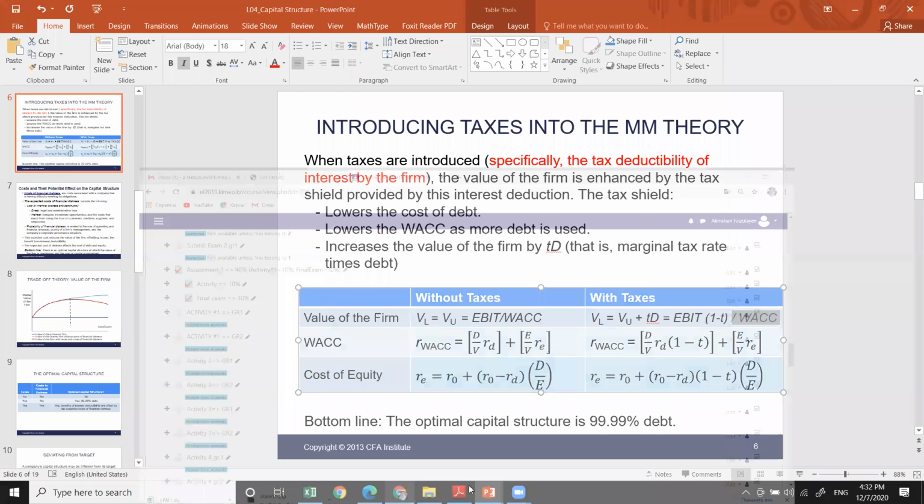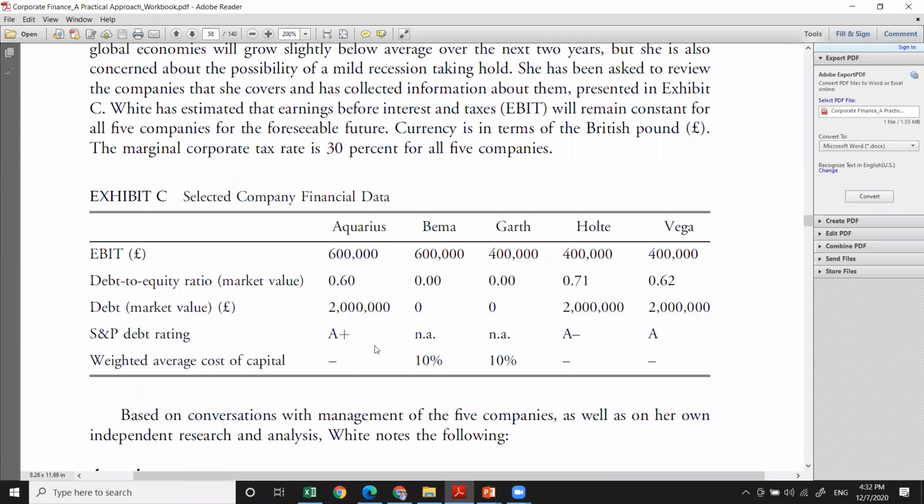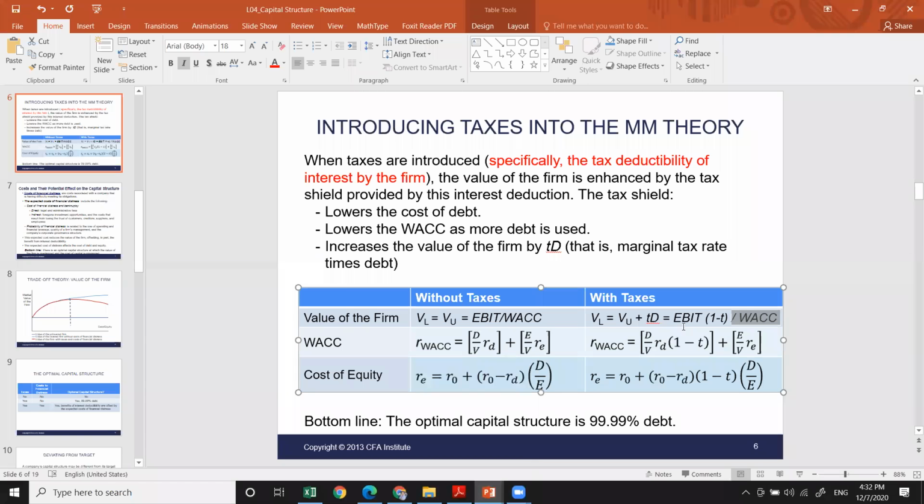So here, let's work it out. EBIT is 600. Remember the formula: EBIT adjusted for tax, divided by WACC. This is the value of the firm.